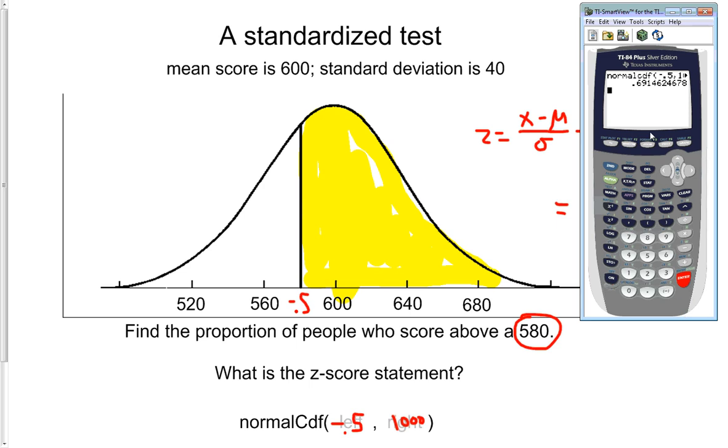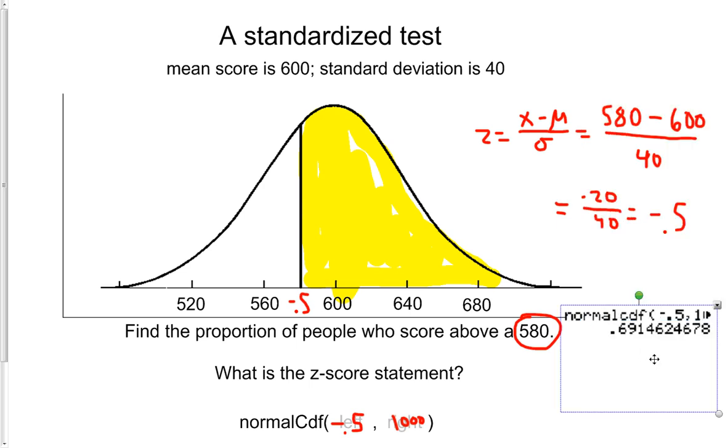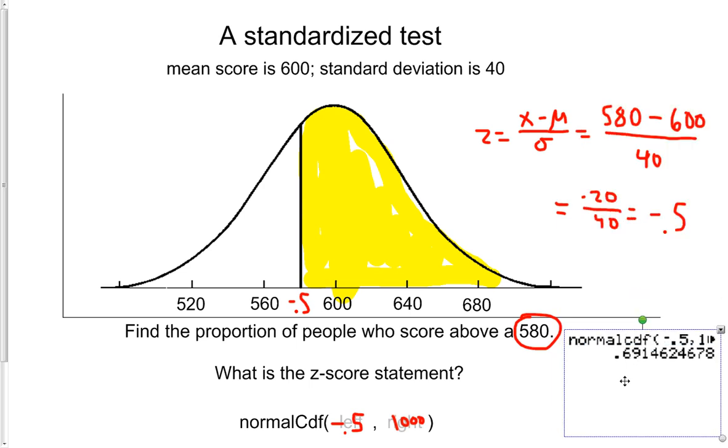Hit enter, and you're going to get a value of 0.69, something a little bigger than half, given our halfway point is here. A little bit bigger than half makes sense. So 0.69 seems like a reasonable proportion. So the answer to the actual question, find the proportion of people who score above a 580, is going to be 0.69.